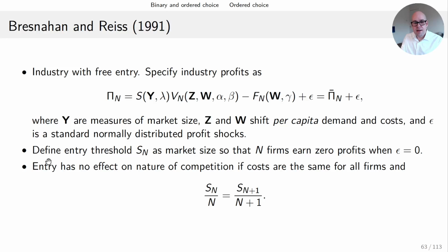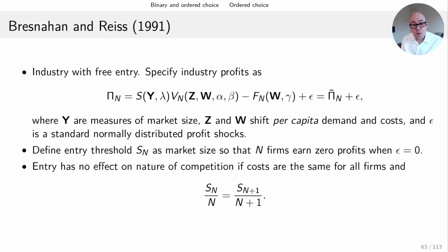Before we get there, what's useful is to define entry thresholds, Sn, as the market size so that n firms earn 0 profits when epsilon is equal to 0. So what you can do is you can start from this equation here. You set epsilon equal to 0. And then you solve for S. Okay, so you see directly that S must then be equal to F divided by V. And that will be called the entry threshold.